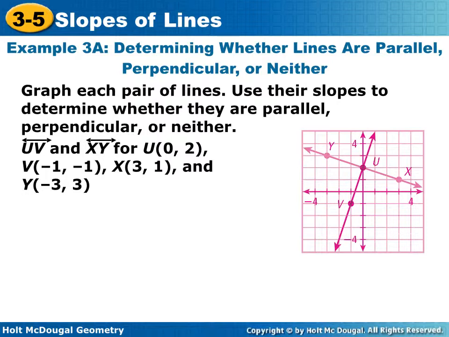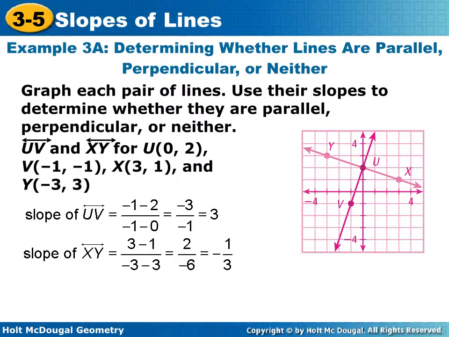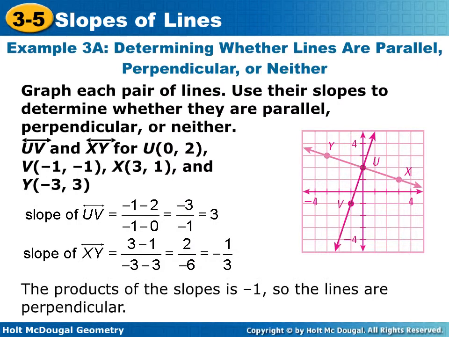Okay, now let's determine whether they're parallel, perpendicular, or neither. We use the slope formula, and we get the slope of UV, and we discover that it's equal to 3. We find the slope of XY, and we discover that it's negative 1/3. Now what's going to tell us if they're perpendicular is if we multiply the two and we get negative 1. 3 times negative 1/3 is negative 1, so the lines are perpendicular.